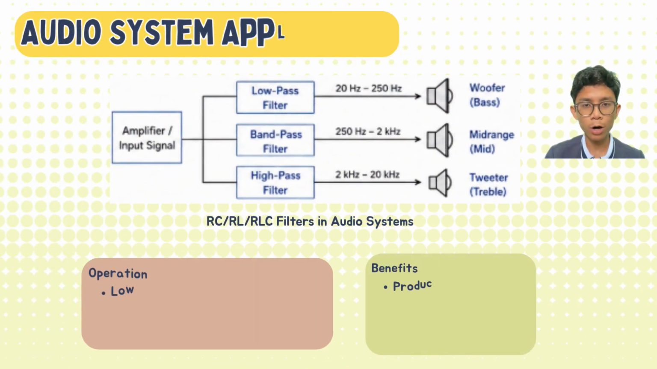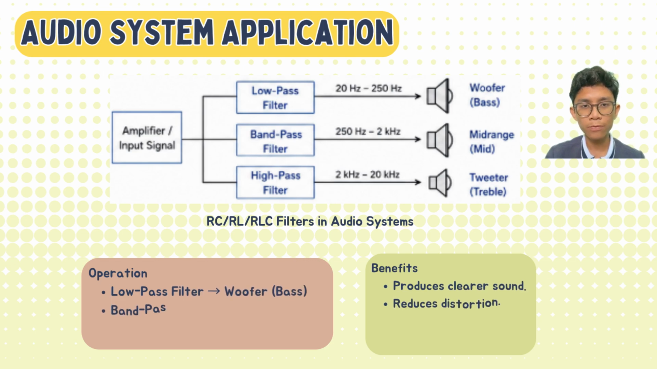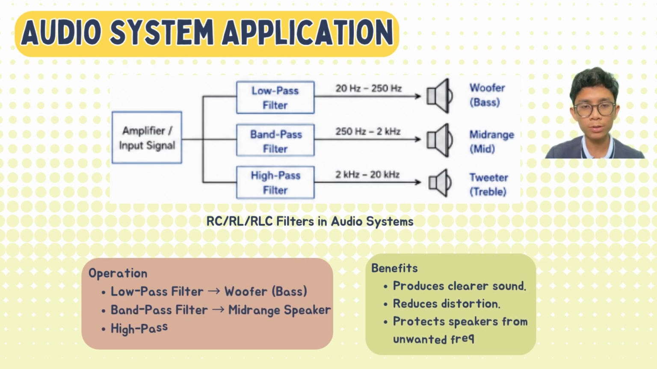And then, for audio system applications, the amplifier sends a signal containing many frequencies, and the filter divides them so each speaker receives the correct frequency range. The low pass filter sends low frequencies, around 20 to 215 Hz, to the woofer for bass sounds. The band pass filter sends mid frequencies, 215 Hz to 2 kHz, to the mid-range speakers. The high pass filter sends high frequencies, 2 kHz to 20 kHz, to the tweeter for treble sounds.